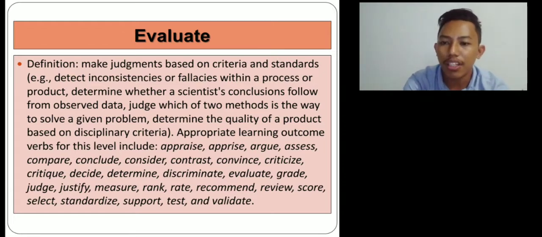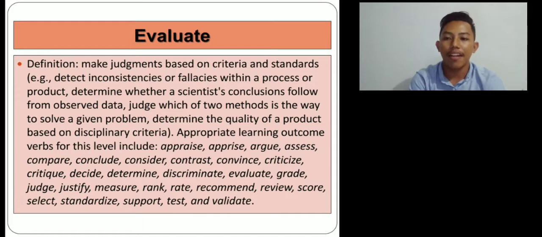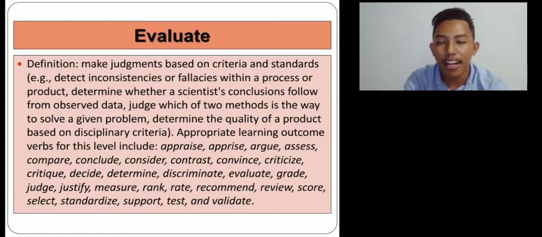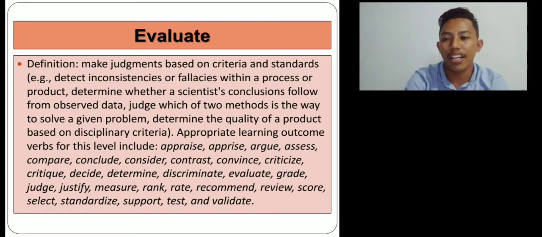So appropriate learning outcome verbs for this level include appraise, argue, assess, compare, conclude, consider, contrast, convince, criticize, critique, decide, determine, discriminate, evaluate, grade, judge, justify, measure, rank, rate, recommend, review, score, select, standardize, support, test, and validate. So in this level, the students can be able to evaluate a certain thing by basing it on a criteria or a standard.